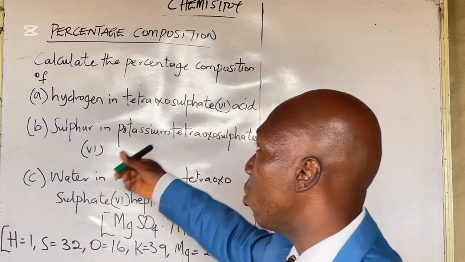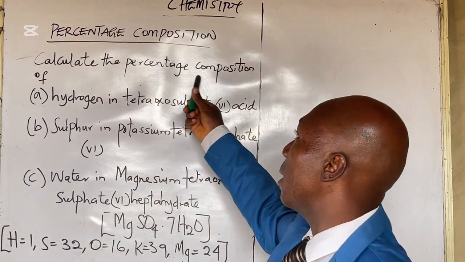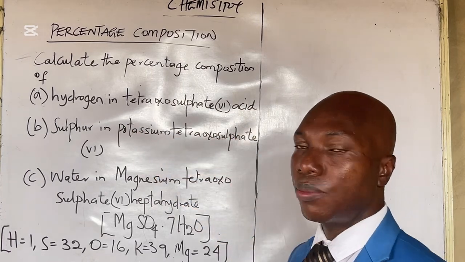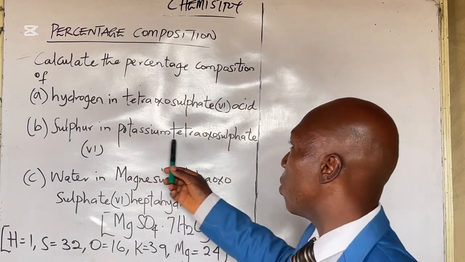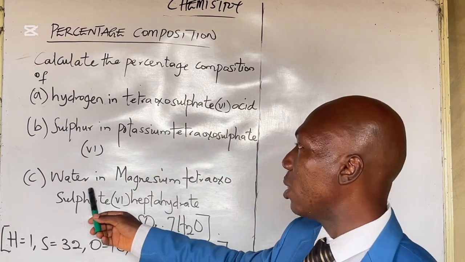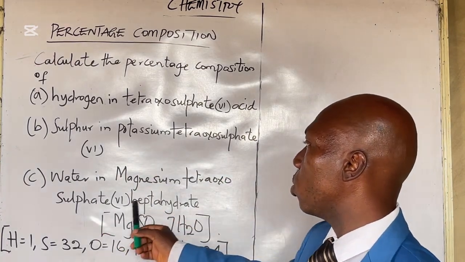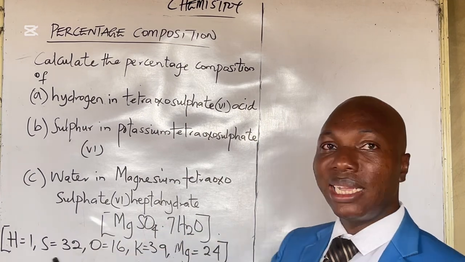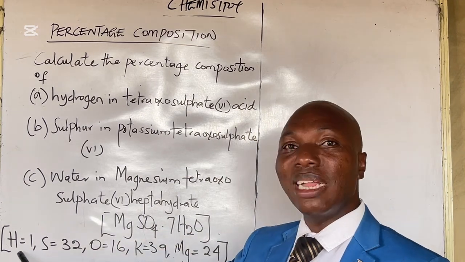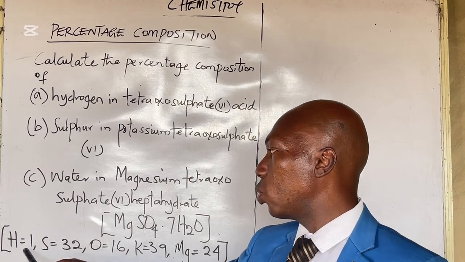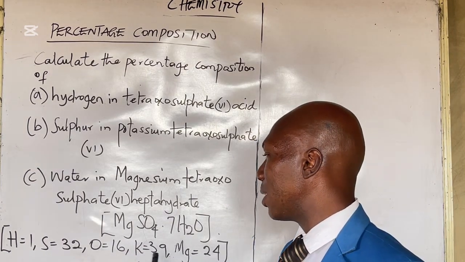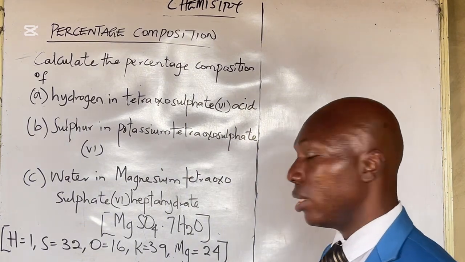So if you look at the question on the board: calculate the percentage composition of hydrogen in tetraoxosulfate 6 acid, sulfur in potassium tetraoxosulfate 6, and water in magnesium tetraoxosulfate 6 heptahydrate. We are given their relative atomic masses. Hydrogen is 1, sulfur is 32, oxygen is 16, potassium is 39, magnesium is 24.